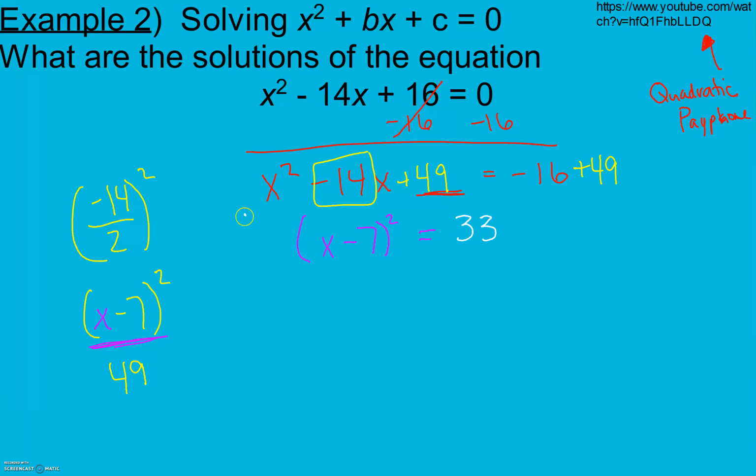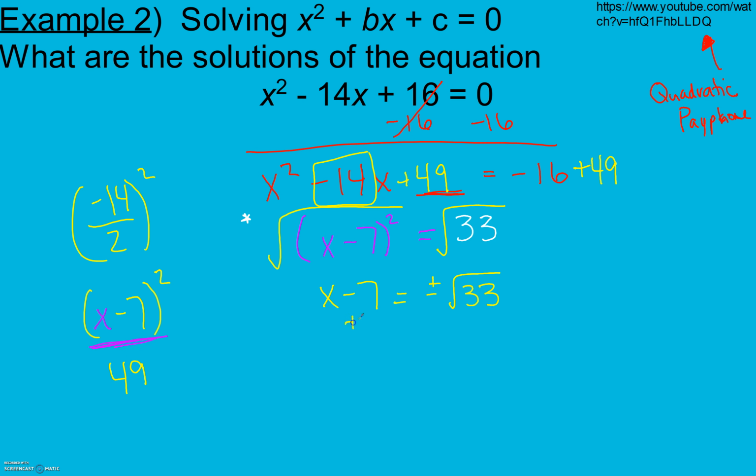Now, solving this problem from here is the same as we've done before. We're trying to get x by itself. So the first thing we do is get rid of the squared. And to get rid of a square, we take the square root. When we take the square root, guys, remember it's plus or minus the square root there.